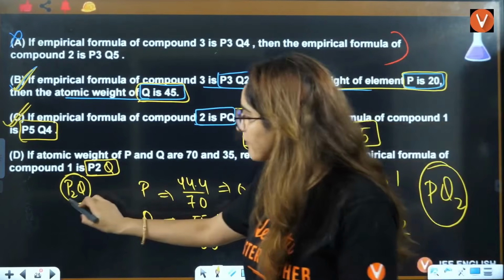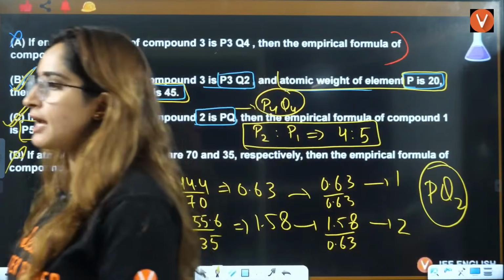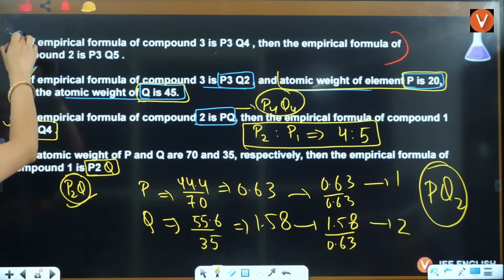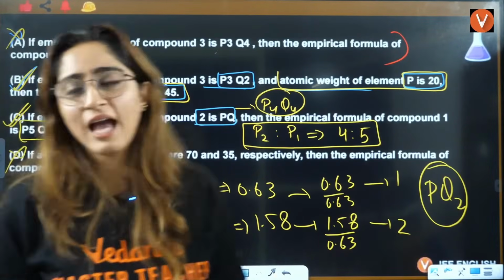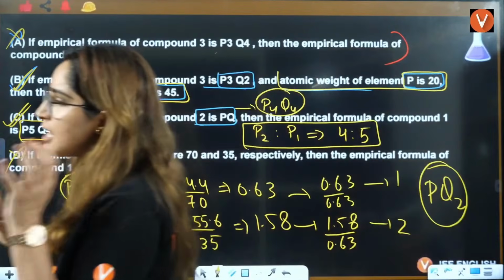But here they have given it should be P2Q. So this should not be the correct answer. That means this statement is incorrect here. Right? I know that was a lengthy question, but these kinds of questions are what they ask in JEE Advanced.